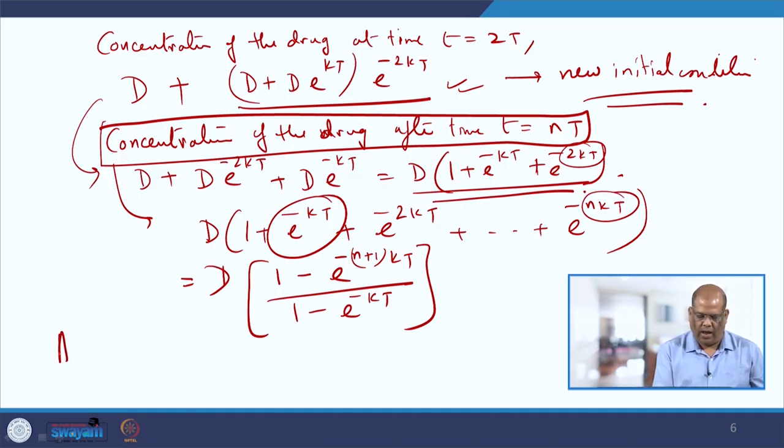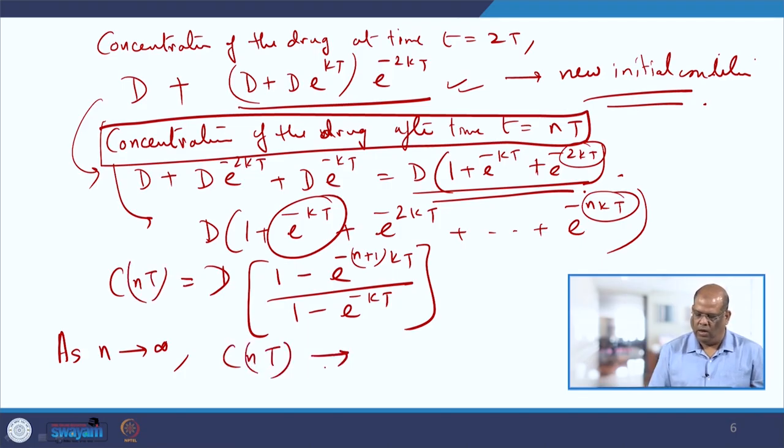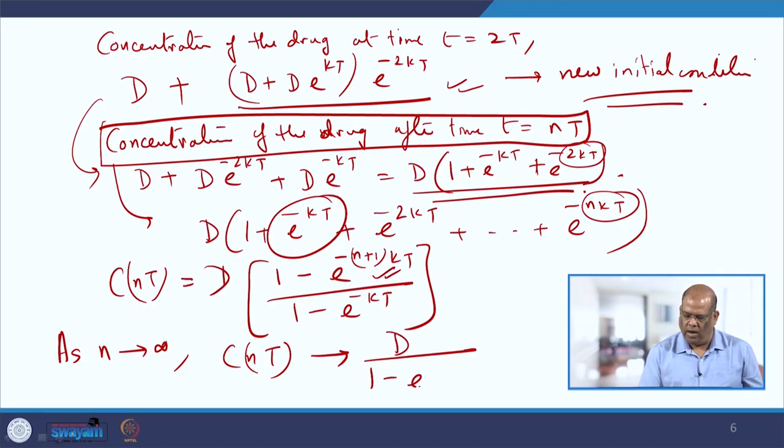And as your n becomes large, your C(nT) will tend to a steady value, that this part goes to 0. So, it is D by 1 minus e to the power minus kT.